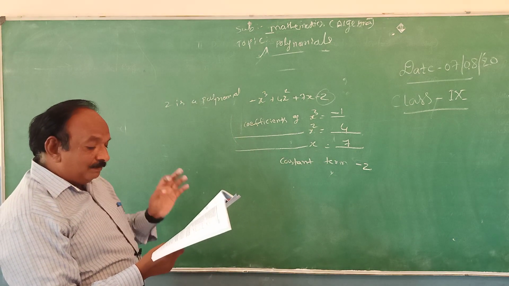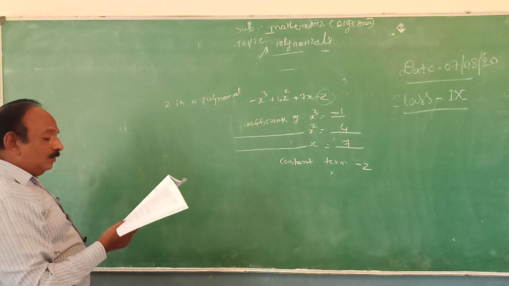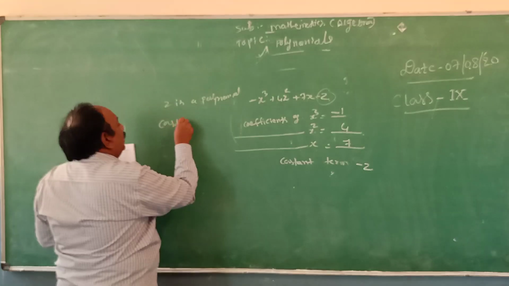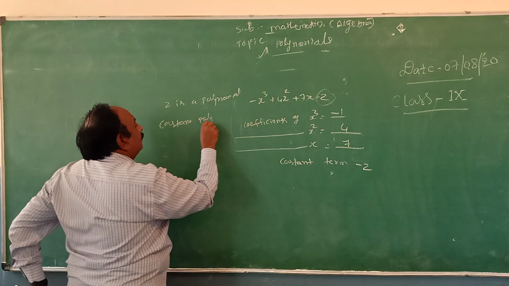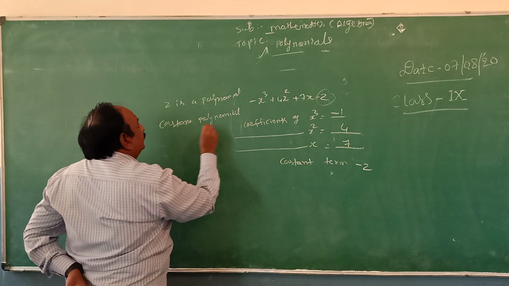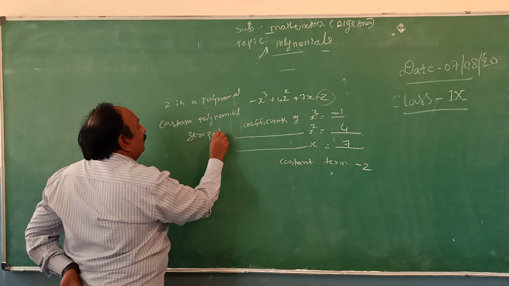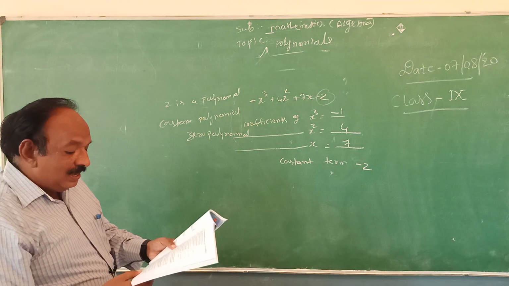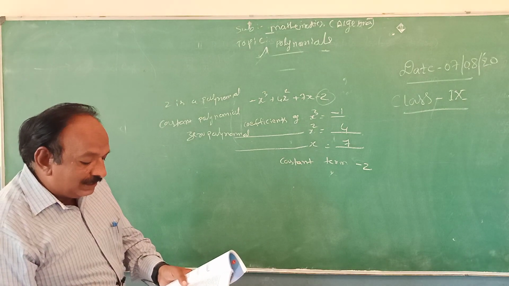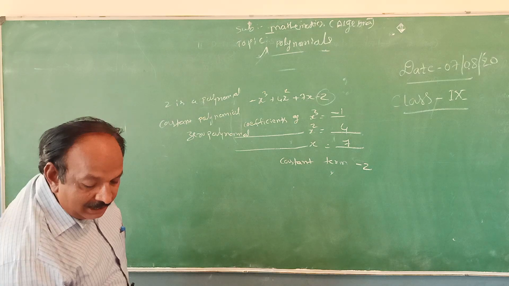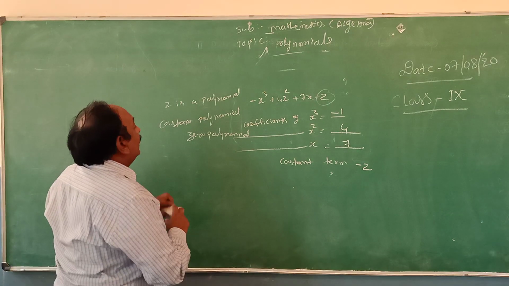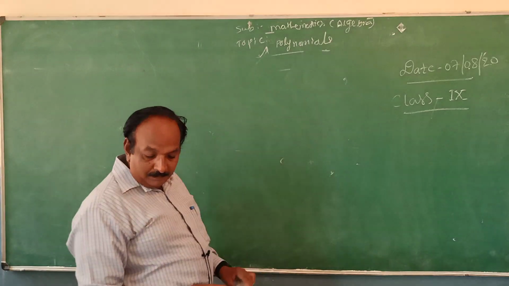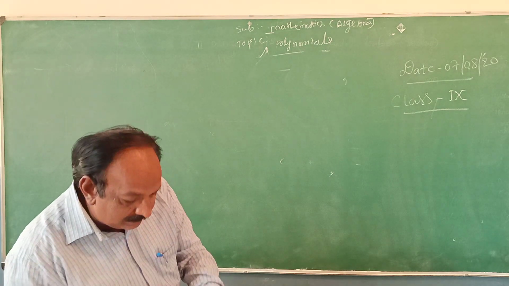2 is a polynomial. So, the constant polynomial is called zero polynomial. This plays a very important role in the collection of polynomials we are going to study in our higher classes. Now, our next point.